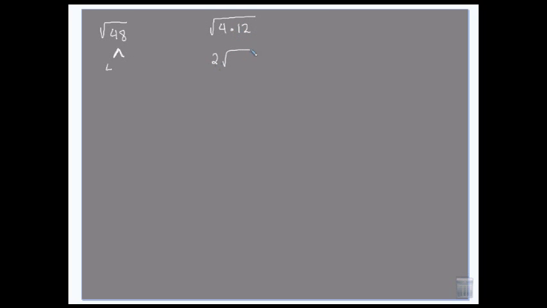So the square root of 4 is 2, but 12 has another perfect square in it. You're not done. Another 4. Another 4. So I would get 2 times 2 times the square root of 3, which would be 4 times the square root of 3. If I did the tree, I'd get the same thing.